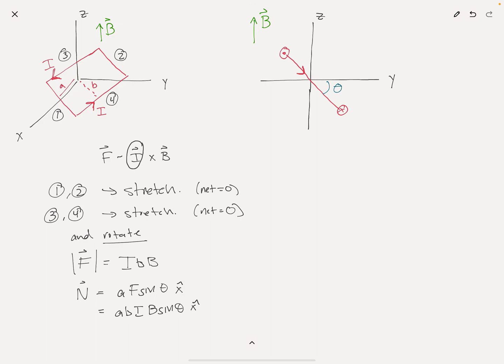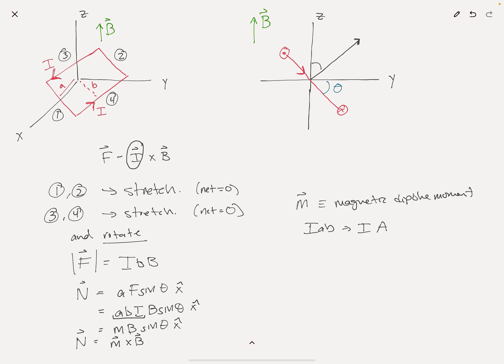And I can rewrite A times B times I as M times B. And therefore my torque is M cross B, where M now is the magnetic dipole moment. Just like we had an electric dipole moment, M is a vector with magnitude I, A, B in this case, which is I times the area of my loop, and the direction is perpendicular to the loop itself. This also becomes theta.